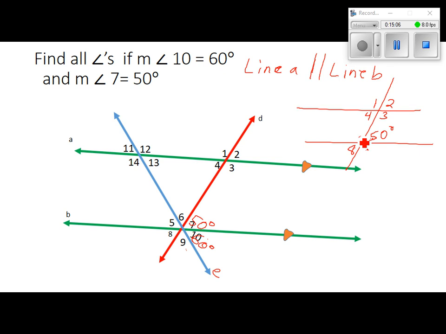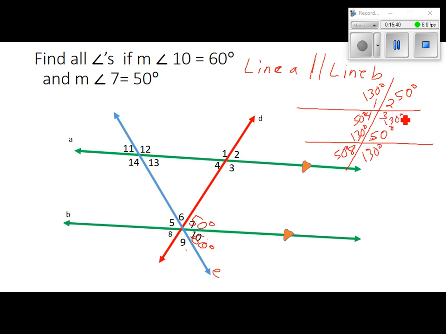Angle 8 is what? 50 degrees. So let's write that in there. And 2 is 50 degrees. And 4 is also 50 degrees. And the one above, number 1, is 130. The 3 is 130. 6 is also 130. And so is the bottom one. And 3 is 130.